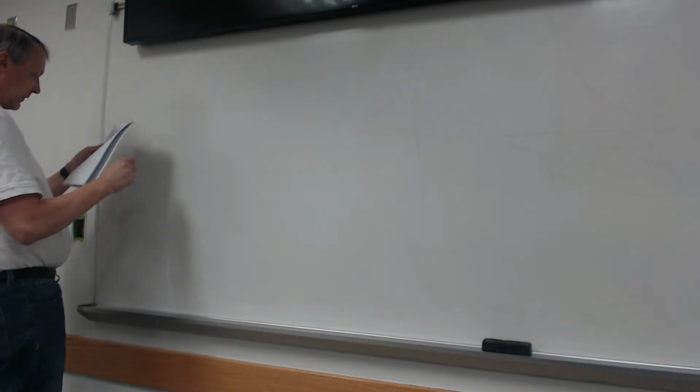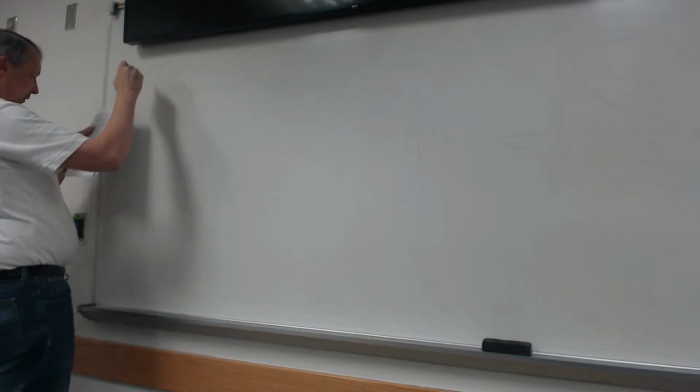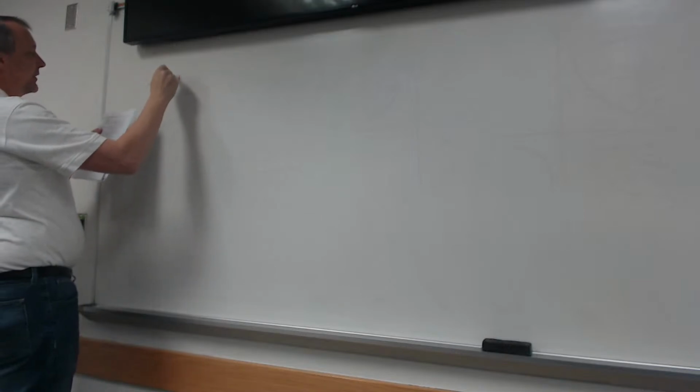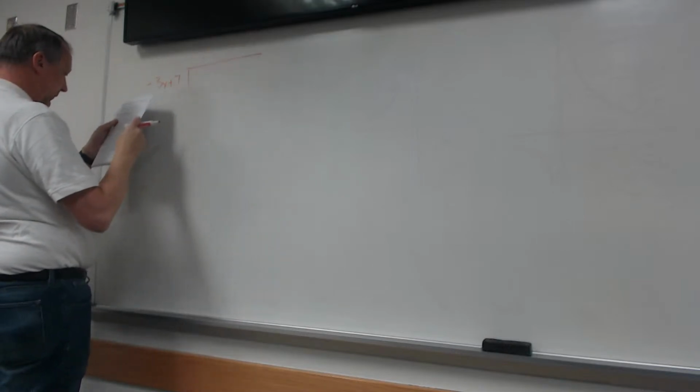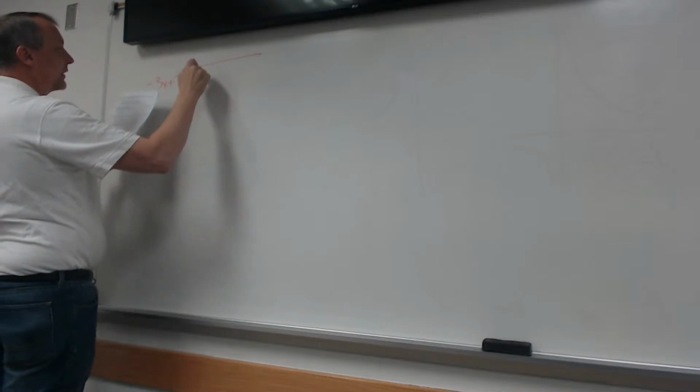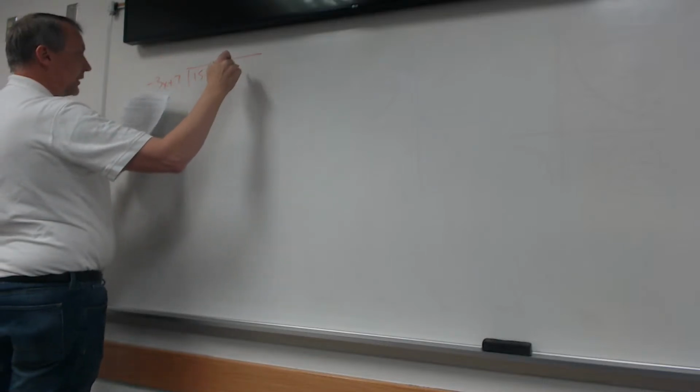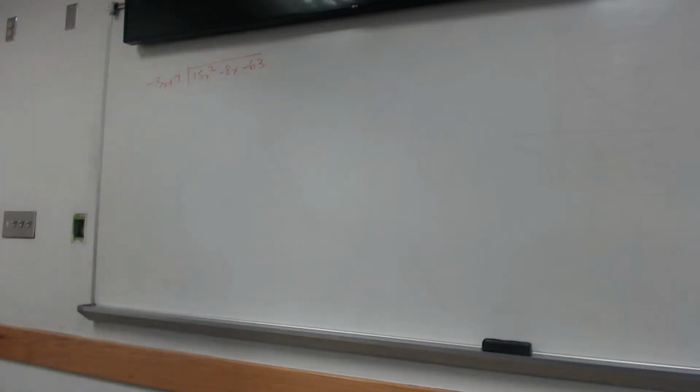Using long division. Okay. So I'm going to write it this way to make it a little bit easier. Negative 3x plus 7 divides into 15x squared minus 8x minus 63. So, can you see that? Oh, I forgot to turn my TVs on so you guys can see my writing. I probably shouldn't use red. That purple wasn't very dark either.